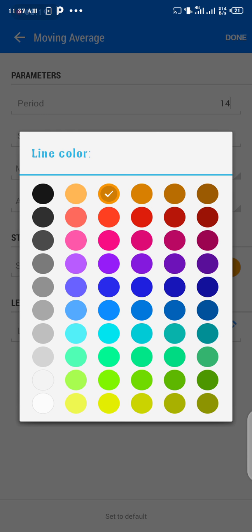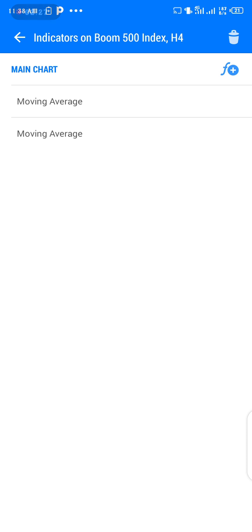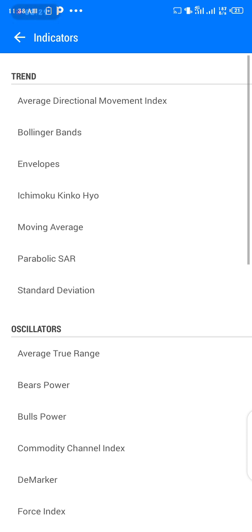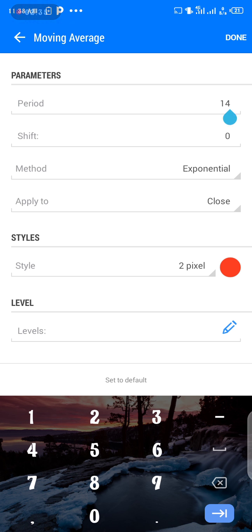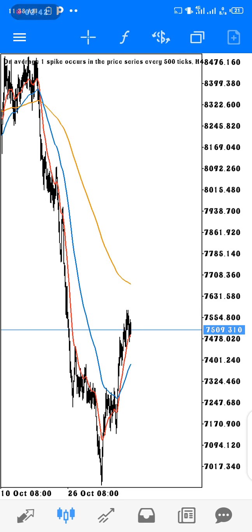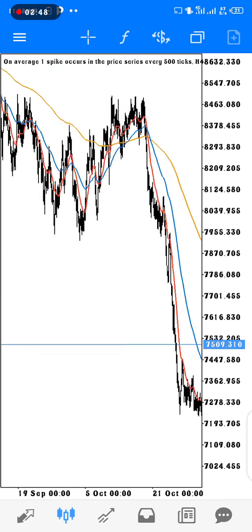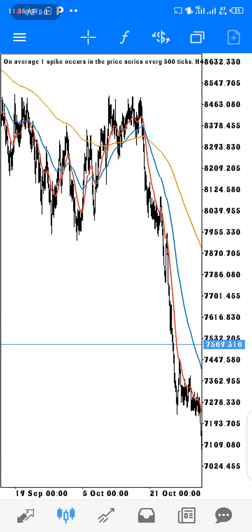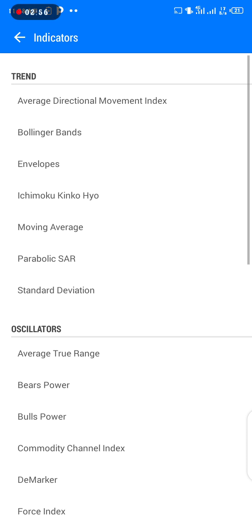I will give it color red. Okay, color red. We add another indicator, period 50. We'll give it color blue. You can see. That's all. Now to perfect the strategy, we'll add our RSI.